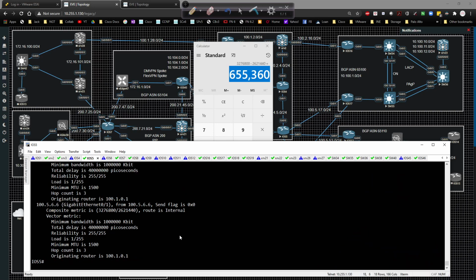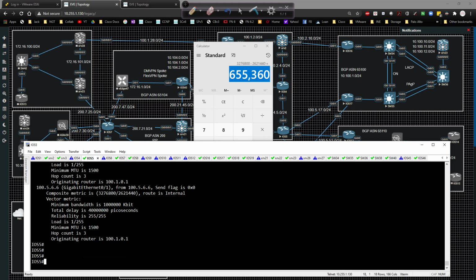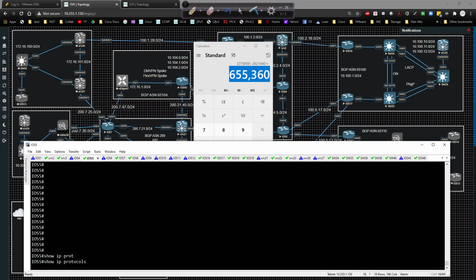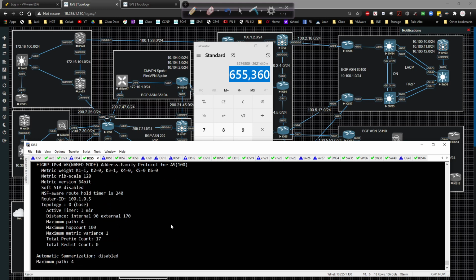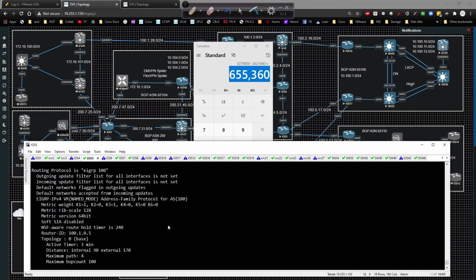Now, the other thing I was talking about earlier is the show IP protocols command. You'll see underneath here for EIGRP 100 a total of 6 K values. These are the metric weights that I was talking about. K1 is equal to 1, K2 is equal to 0, which means it's not being used in the calculation. K3 is 1, being used in the calculation. K4, 5, and 6 are not being used in the calculation.